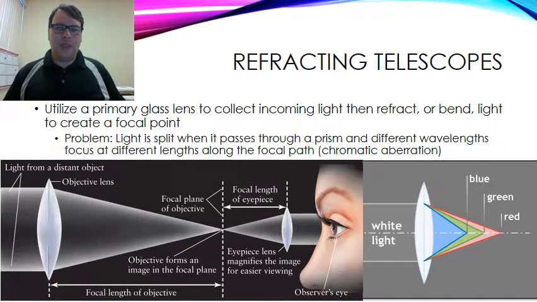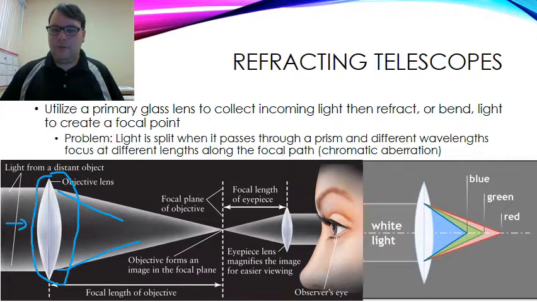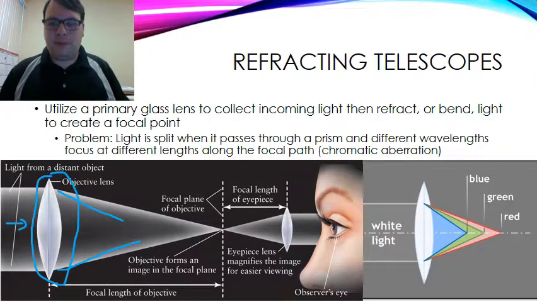So if we're looking at this particular diagram of a refracting telescope, you can see that you have your primary lens right here. This is also called the objective lens, and this is typically made of glass. If you see the light coming in from this direction, this is starlight, that will hit the lens. It will then bend, but when it bends, what will happen is it will actually get a distortion.